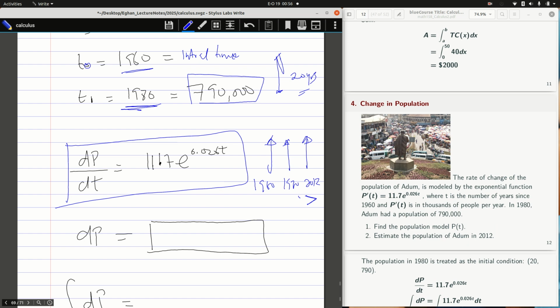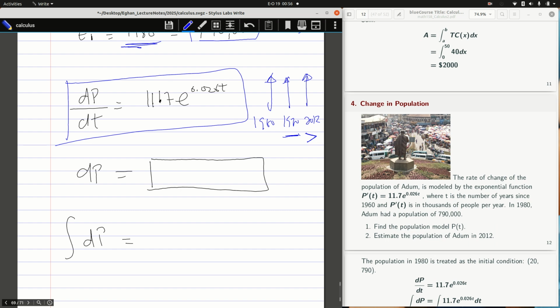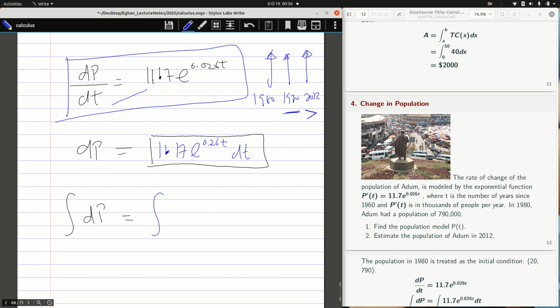If that is not your final answer, then there's something wrong. So you always want to have the final answer before you even start to work towards the goal. What can I do here? I can simply multiply through by dt, and then I have 1.17 exponential 0.26t, and I integrate both sides. 1.17 exponential 0.2t.